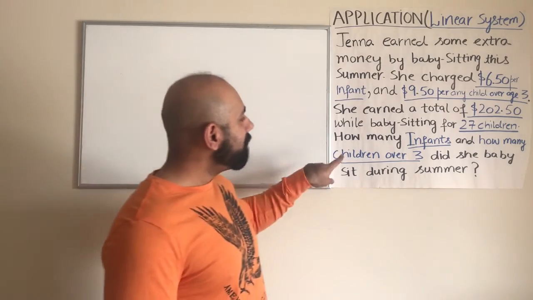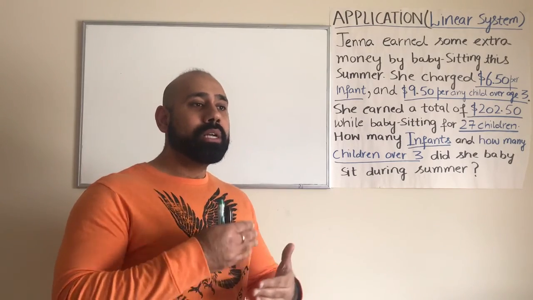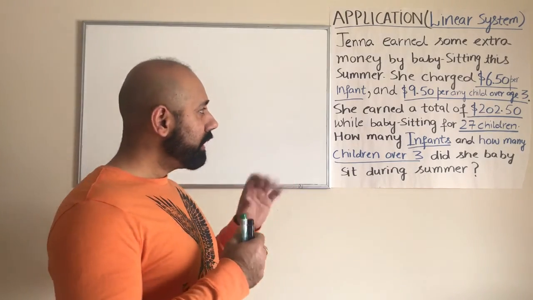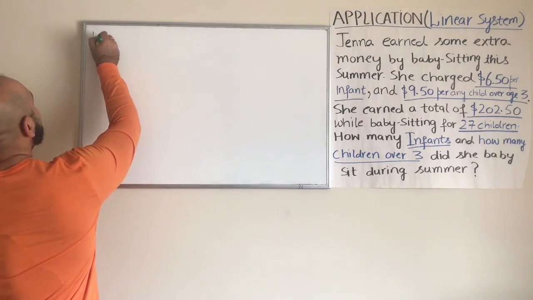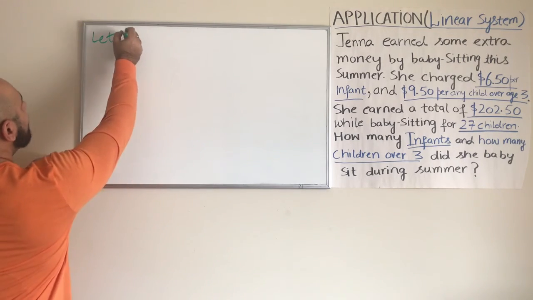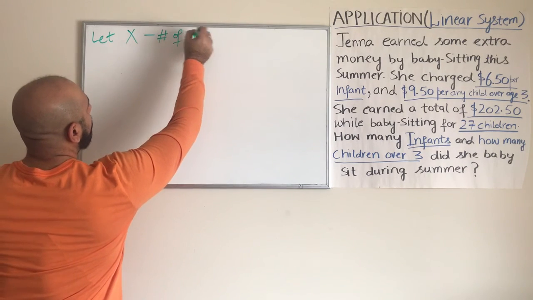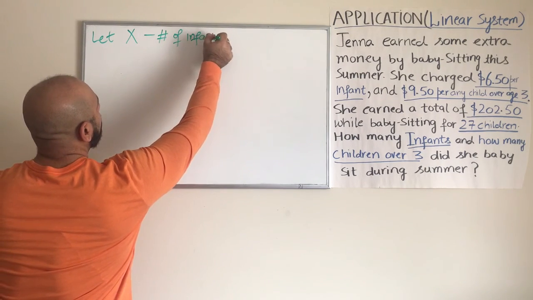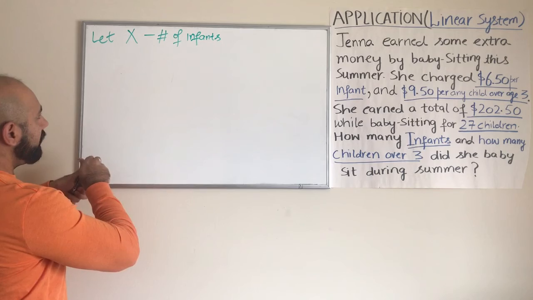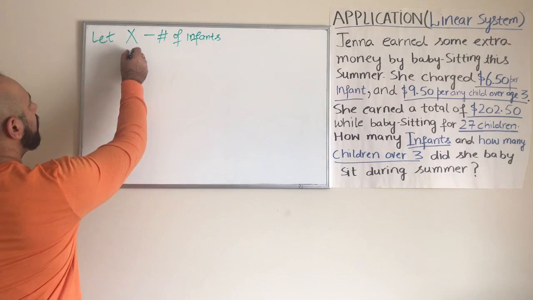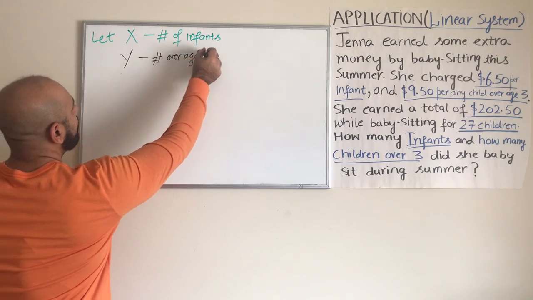Guys, when it says how many infants and how many children over 3 did she babysit, that should give us a clue, that should be our starting point. So the starting point is, let X be the number of infants, and similarly let Y be the number of children over the age of 3. So Y be the number of children over age 3.